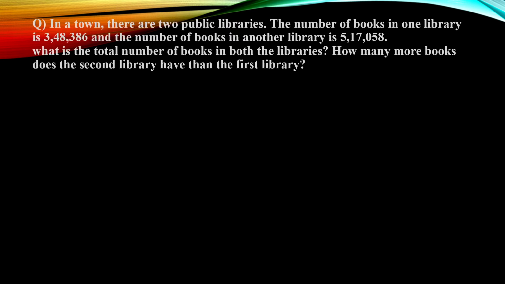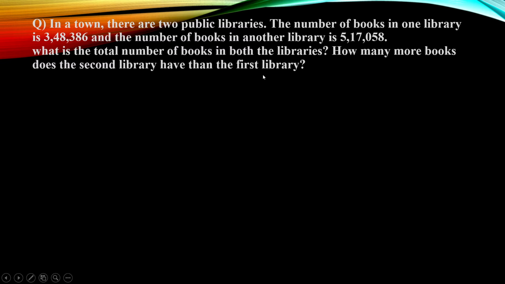In a town, there are two public libraries. The number of books in one library is 3,48,386, and the number of books in another library is 5,17,058. What is the total number of books in both the libraries? How many more books does the second library have than the first library?